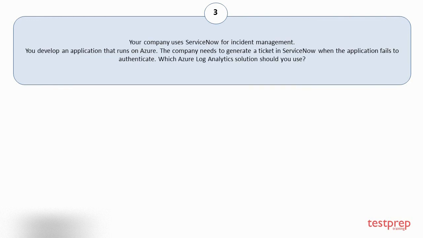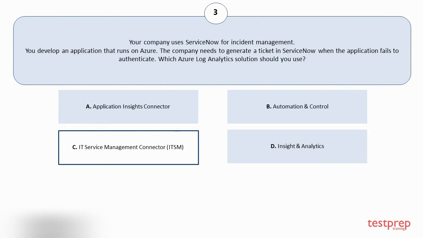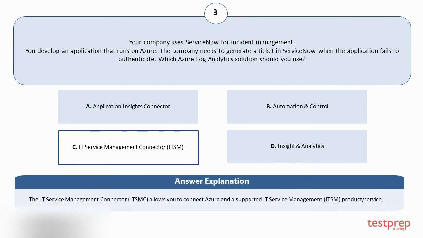The company uses ServiceNow for incident management. You develop an application that runs on Azure. The company needs to generate a ticket in ServiceNow when the application fails to authenticate. Which Azure Log Analytics solution should you use? Your options are: A. Application Insights Connector. B. Automation and Control. C. IT Service Management Connector. D. Insight and Analytics. The correct answer is option C. And, here's the explanation of the answer.